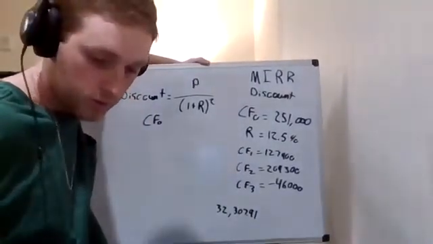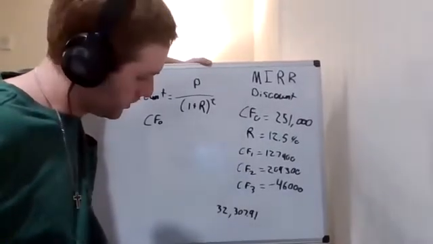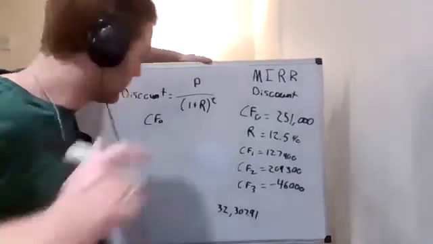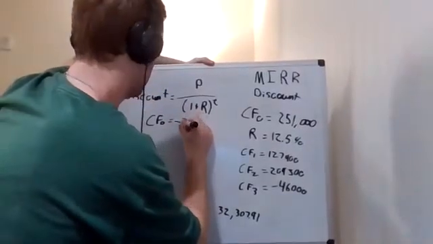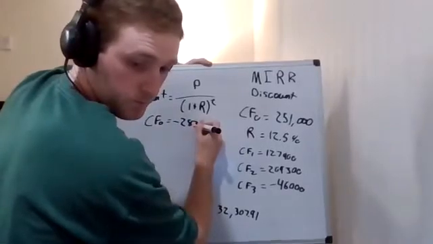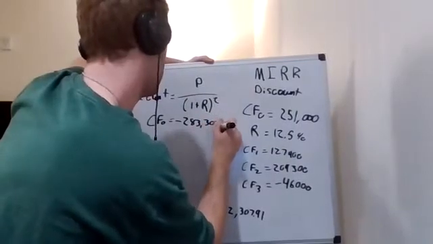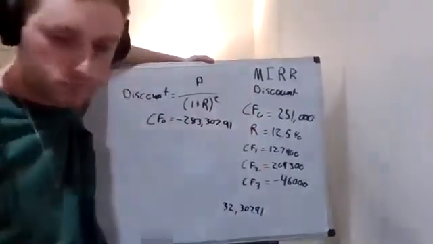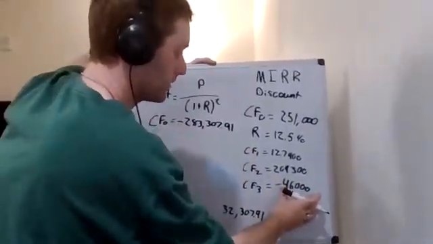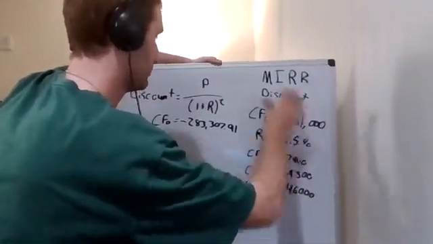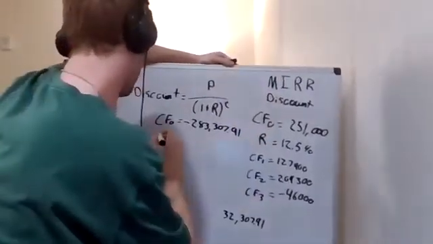Just for right now, and I'll show you why in a minute. So we're going to do $251,000 plus 32,307.91 equals, that will then put us here. We're going to turn it back to a negative 283,307.91. Right? That is now our CF0. All we did was take the growth out of this number and roll it back into our CF0. So now all we have to do is put this in our calculator.